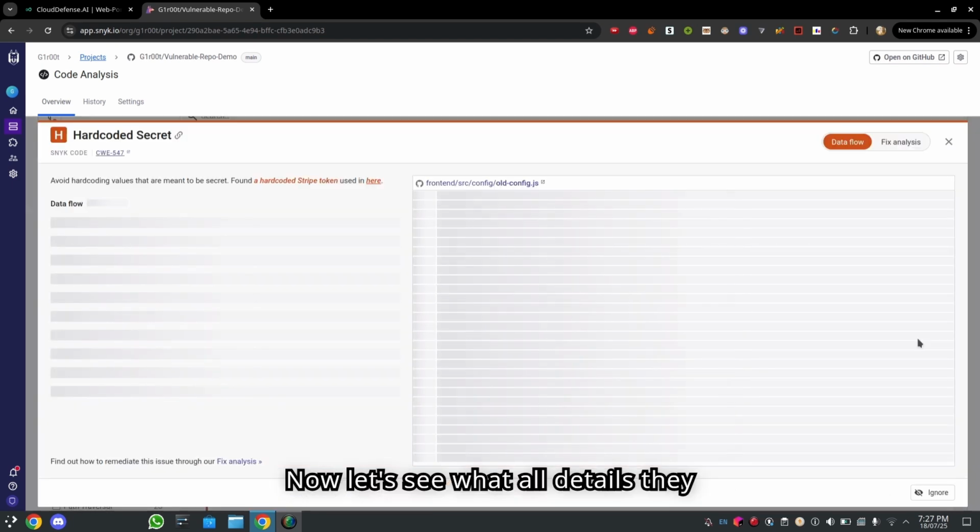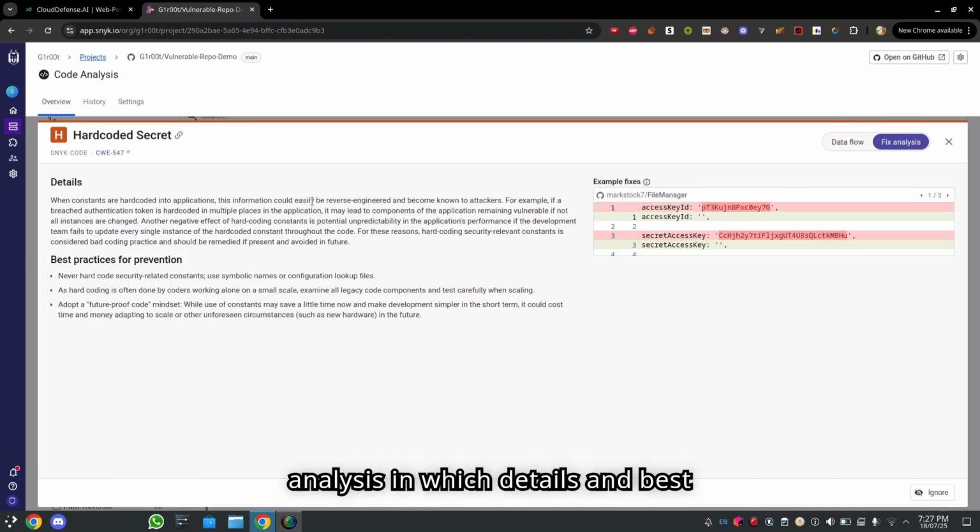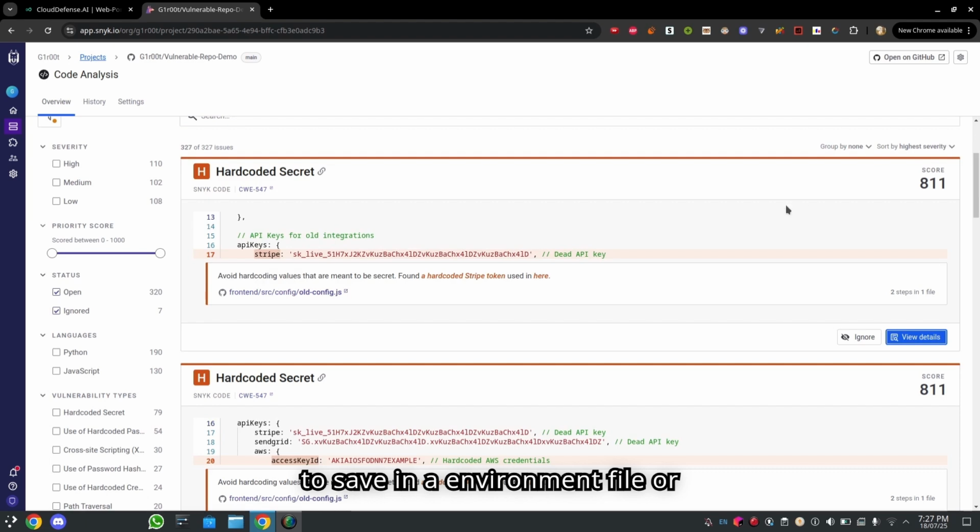Now let's see what details they provide to us. They provide the line number, the file name, and a little bit of data flow, and the fix analysis, with details, best practices and example fixes from other GitHub repos. And it is called Git leaks, but this is not a true solution. If a hard-coded secret is present, they are just saying to remove it. This is not the solution. You have to save it in an environment file or something.